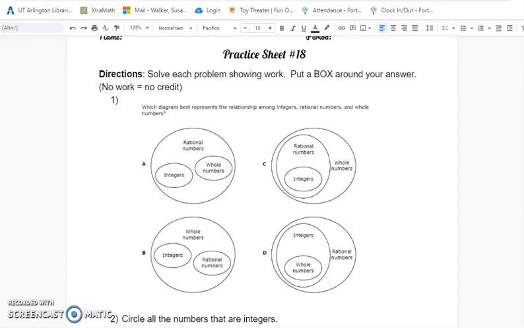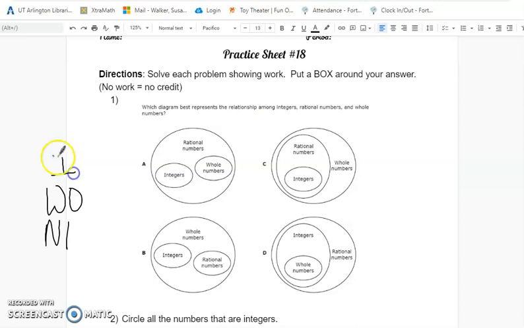Hey guys, we are working on practice sheet 18. So we are going to look at our diagram here. It says, which best represents the relationship among integers, rational numbers, and whole numbers. So remember we learned natural was our first one, which started with 1, then whole.